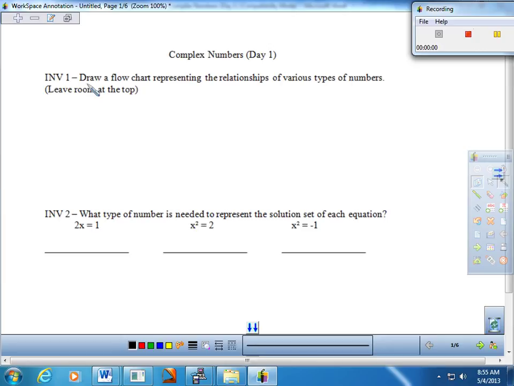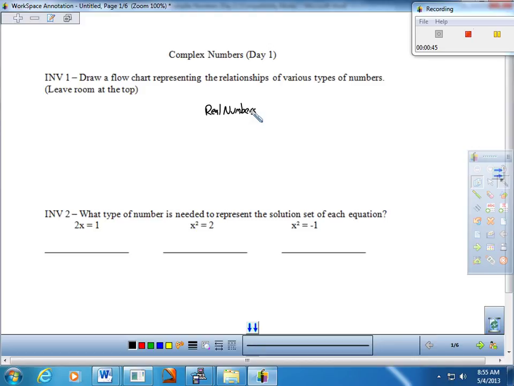So investigation 1, it just says draw a flowchart representing the relationships of various types of numbers. And it does say leave a little room at the top there, and there's a reason for that, of course. So don't put everything in right here just yet. Let's go a little bit below. And I guess really our discussion should start with the set of real numbers. So if you don't mind, just right about there, kind of that tier down, that would be fine.